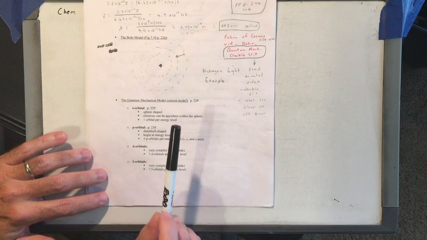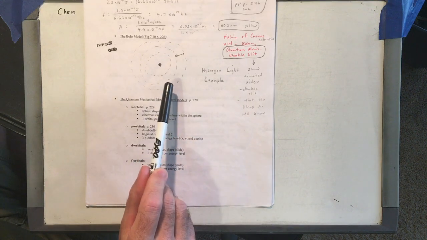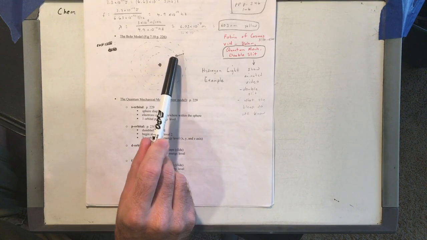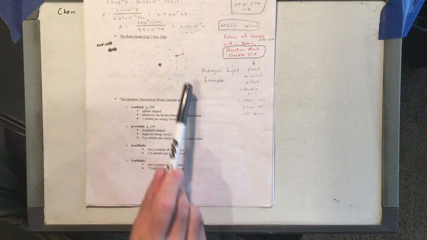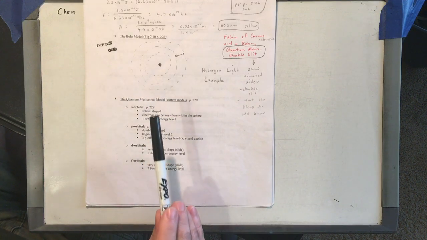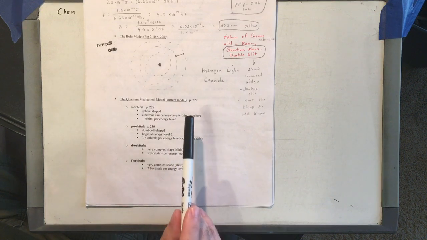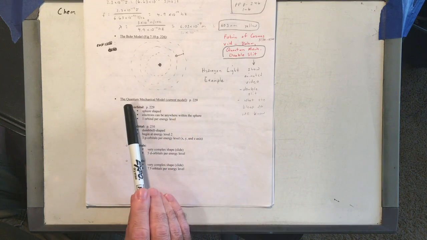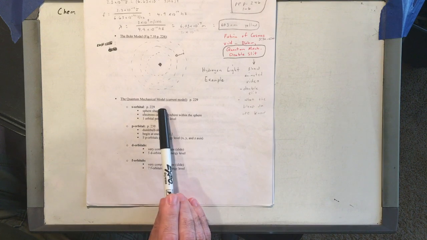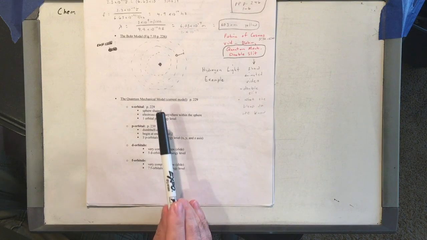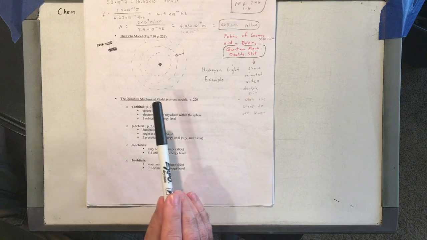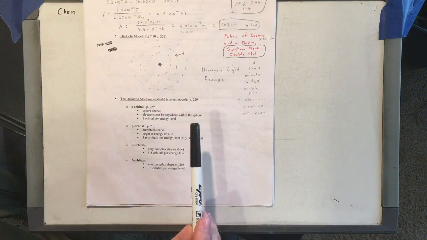All right, so in our last lecture, we talked about the Bohr model of the atom, which has a nucleus and electrons orbit it like a planet. But physicists showed in the 1920s that really isn't how it works. And they came up with the quantum mechanical model. And in the quantum mechanical model, it's a lot more complicated where the electrons reside.